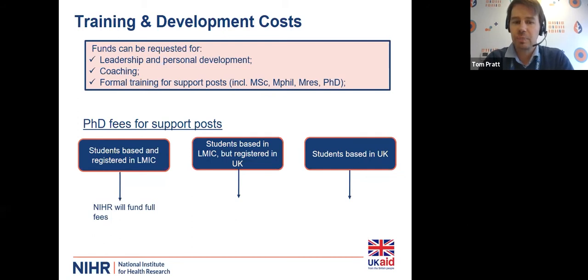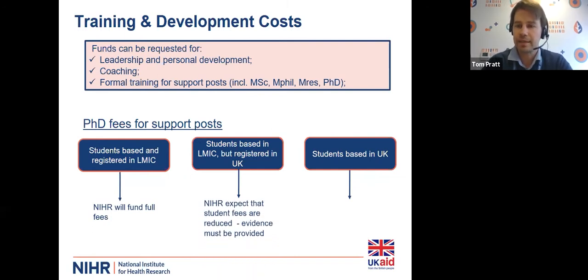If a student is based in an LMIC, but they're registering for a PhD with a UK university, we would expect to see the UK university providing a discount. So we would expect it to be around the same level as a UK national would pay. And we'd like to see, if that's not the case, any justification as to why, but we would be looking at what negotiations have happened for a reduction in the fees.